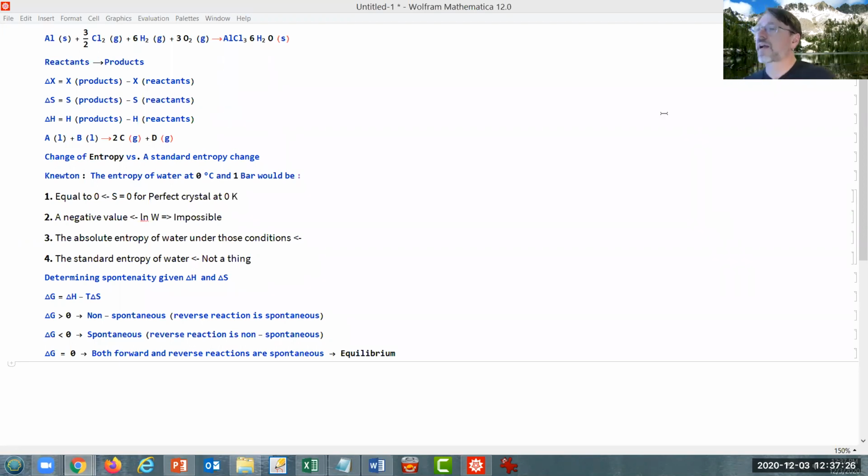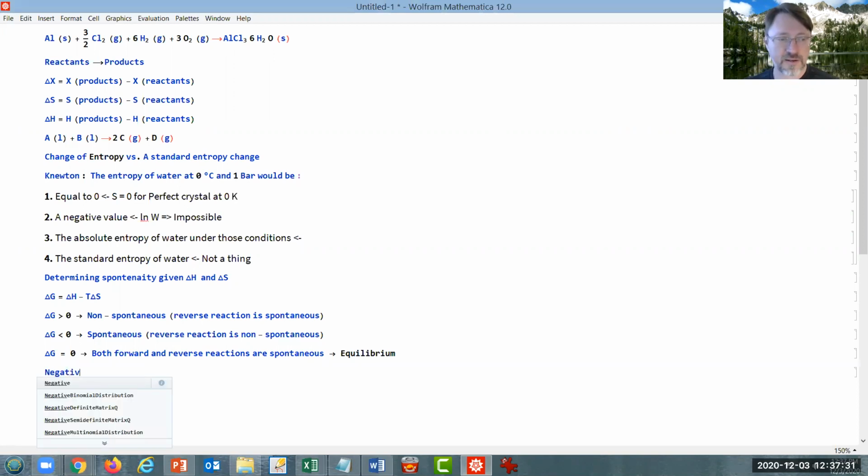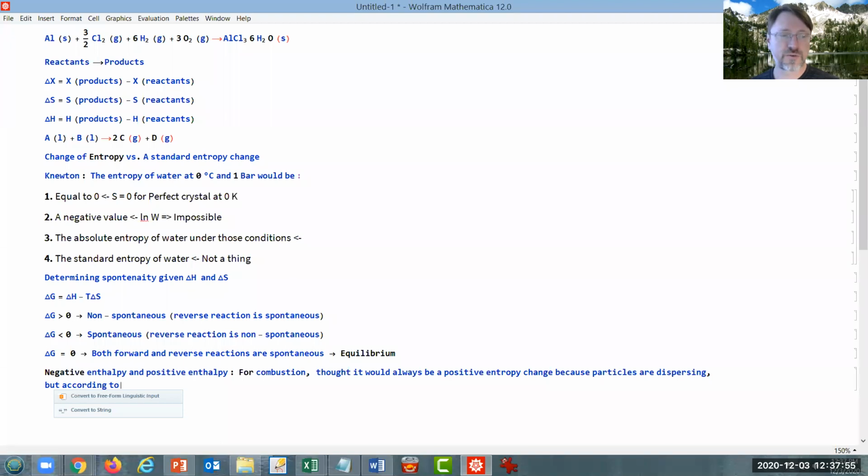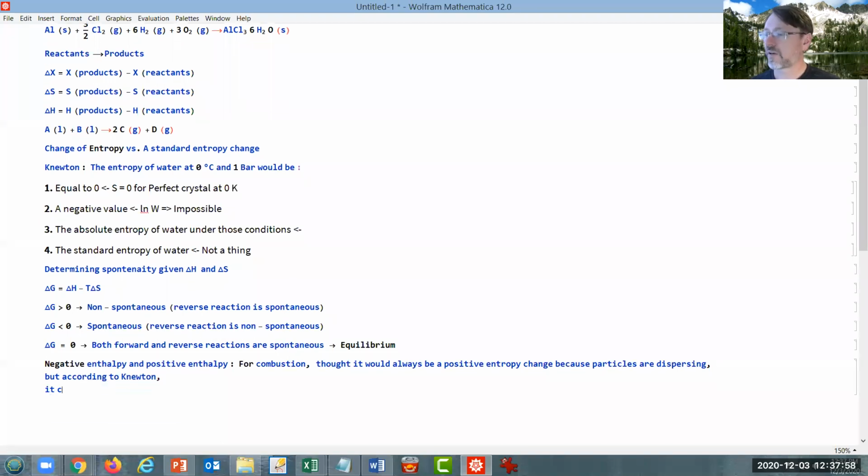For a combustion reaction, I thought it would always be a positive entropy change because particles are dispersing. But according to Newton, it can be negative as well. How?